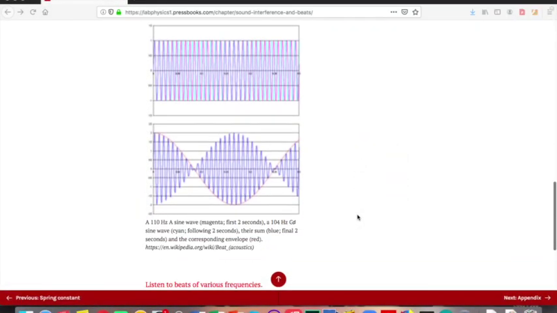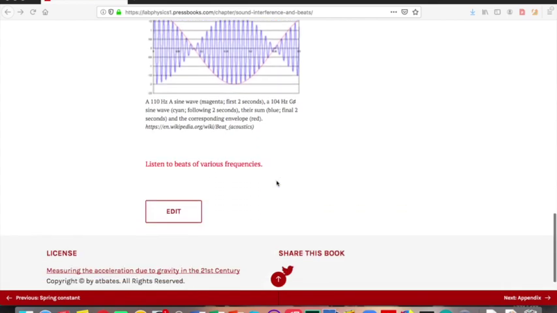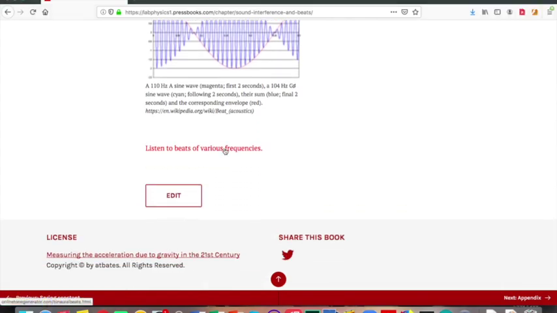Here we have a visual representation of two waves meeting. They combine and they produce a new waveform, which is modulated by the beat term here, and this is what produces the beat. So this is like quiet, loud, quiet, and we can click here to listen to examples of beats.